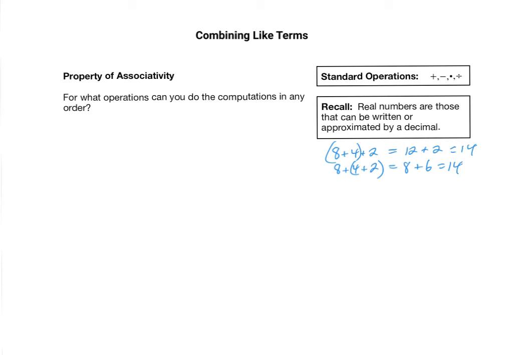Now, this is actually true with any three real numbers, not just 8, 4, and 2. So addition is what we call associative because A plus B plus C is the same thing if you do the first addition first as if you do the second addition first. You get the exact same thing. So addition is associative.